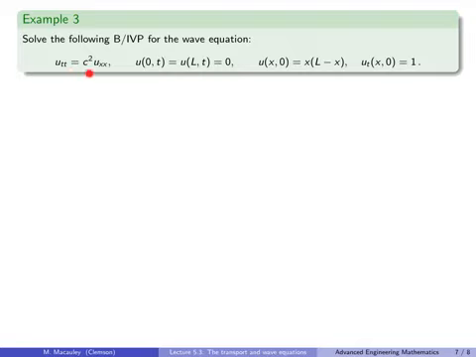Okay, so we want to solve the following boundary and initial value problem for the wave equation. So this is the wave equation, utt equals c squared uxx, and now we want to impose 2 boundary conditions. What this says is that the displacement at the left endpoint and the right endpoint, x equals L, are held fixed at 0 for all time t. These are initial conditions. This says that the initial displacement is the parabola x times L minus x, and the initial velocity is equal to 1.